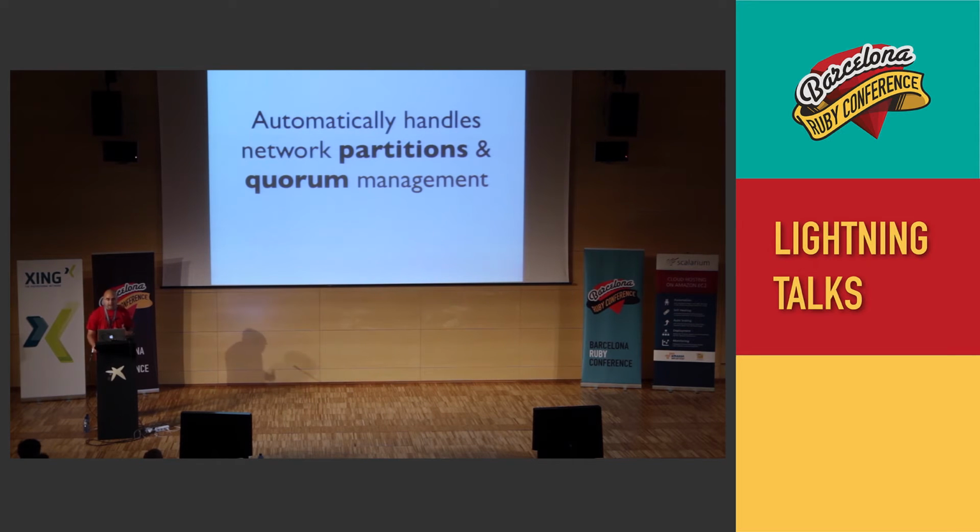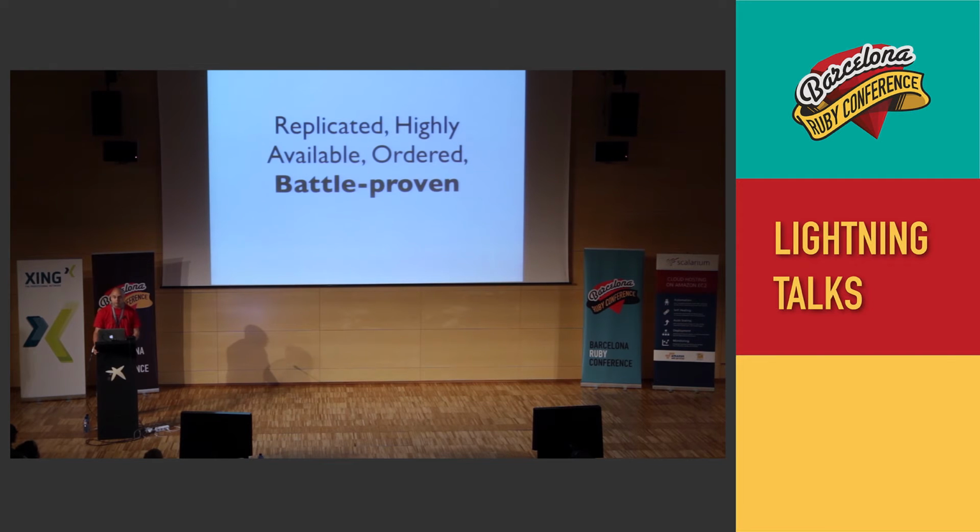A couple of things that it helps with is network partition. So let's say with Amazon, with EC2, the US East region gets partitioned away from the European region, for example. How do you deal with those things when two services can't talk to each other, when the networks are split? It deals with quorum management. So how do I know how many nodes make up a safe group of nodes whose availability on the network you can trust? Zookeeper is replicated. It has high availability built into Zookeeper itself. It's ordered, but most importantly, it is battle-proven.